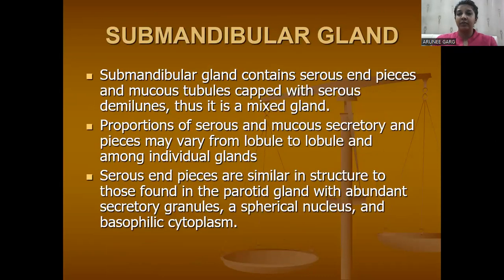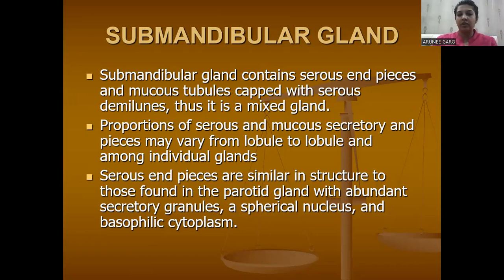Coming to the submandibular gland, the submandibular gland contains serous end pieces and mucous tubules capped with serous demilunes. Thus, it is a mixed gland. It has both serous and mucous acini. The proportions of serous and mucous secretory end pieces may vary from lobule to lobule and among individual glands as well. The serous end pieces are similar in structure to those found in the parotid gland.